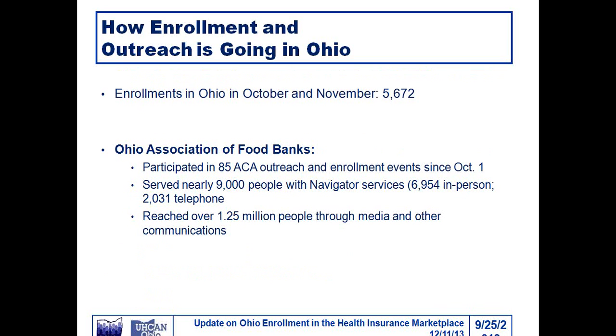Okay, so how is enrollment going in Ohio? Well, we just got the new numbers today. In October and November, enrollments are 5,672. That's up from 1,165 in the month of October. And remember, the website didn't really get fixed until November 30th, so I think we're going to see a huge jump from that in December.